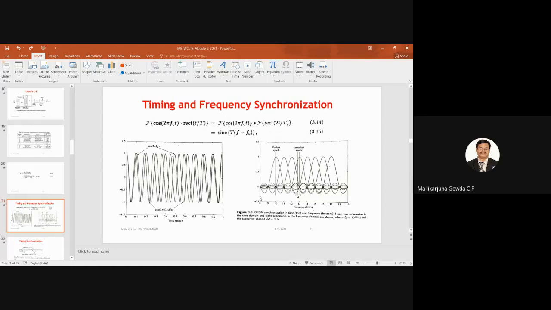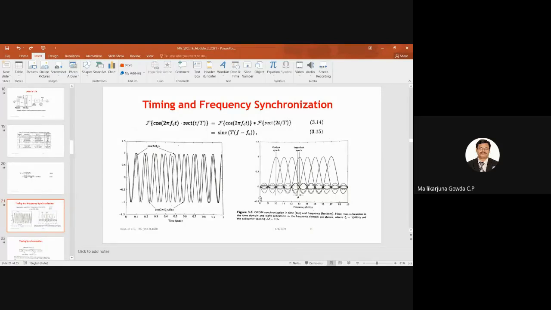Hope I made clear what timing synchronization is. The timing offset of the symbol and the optimal timing instant are known as timing synchronization. And the second thing is, the receiver must align its carrier frequency as closely as possible with the transmitted carrier frequency. Whatever carrier frequency I'm using at the receiver side should be aligned to the transmitted carrier frequency. That we call frequency synchronization.